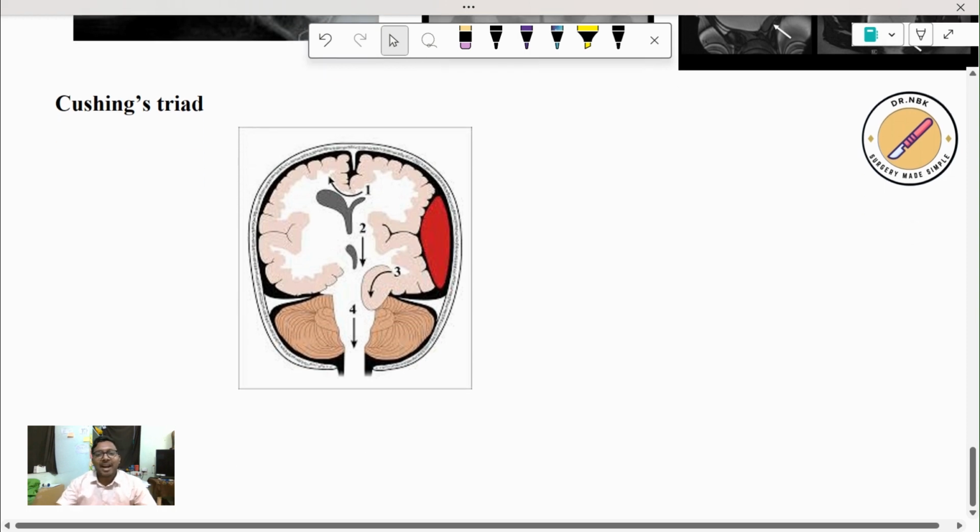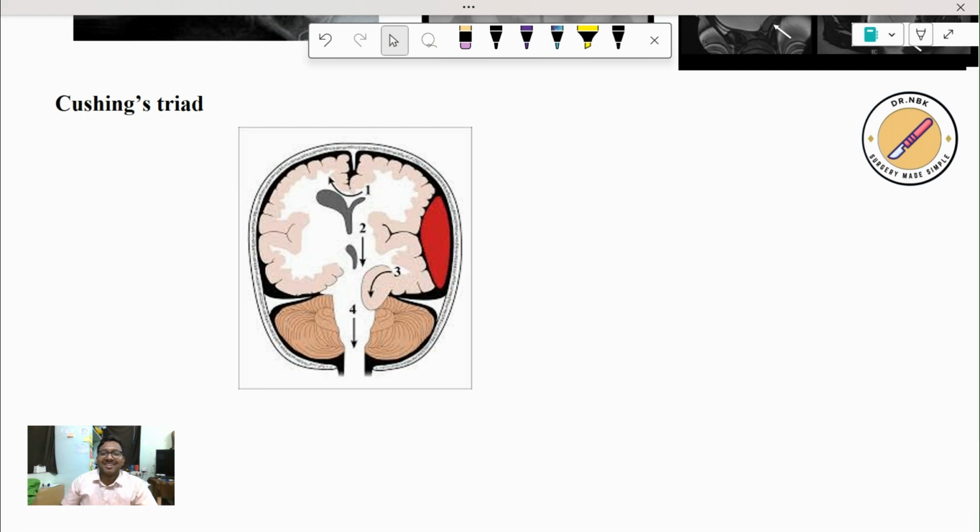We know that right from our UG days, we've been by-hearting the components of Cushing's triad. You know that there will be raised blood pressure and then bradycardia, and there can be irregular breathing. Today, I'll let you know how to remember Cushing's triad in a conceptual way. Basically, Cushing's triad is something that we see in raised intracranial pressure. Wherever you have raised intracranial pressure, you see something called Cushing's triad.